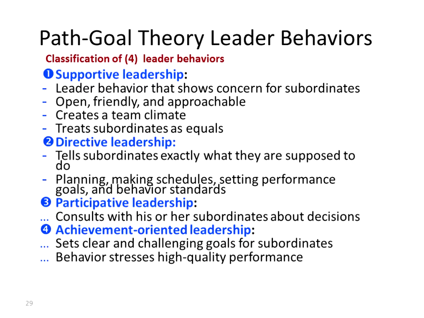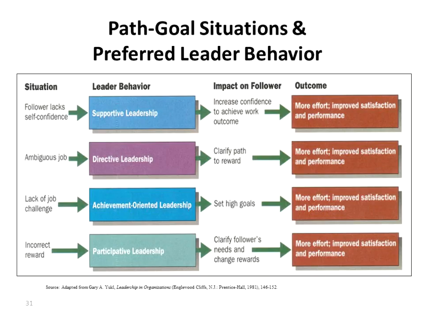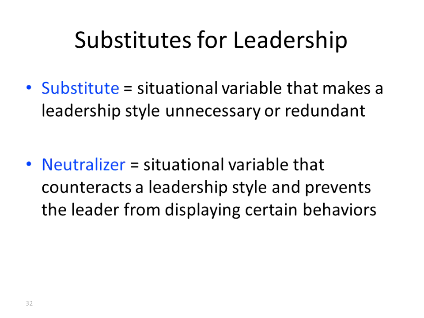Supportive leadership looks like this. Directive leadership looks like this. Participative leadership looks like this. And achievement-oriented leadership looks like this. Path-goal theory was a very useful theory. In terms of situational contingencies, you need to know the personal characteristics of group members. You need to look at the work environment, the degree of task structure needed, the nature of the formal authority system and the work group itself, and based on those things, you needed to be able to adapt your leadership style and approach. This slide repeats some of what we've been saying so far about path-goal.